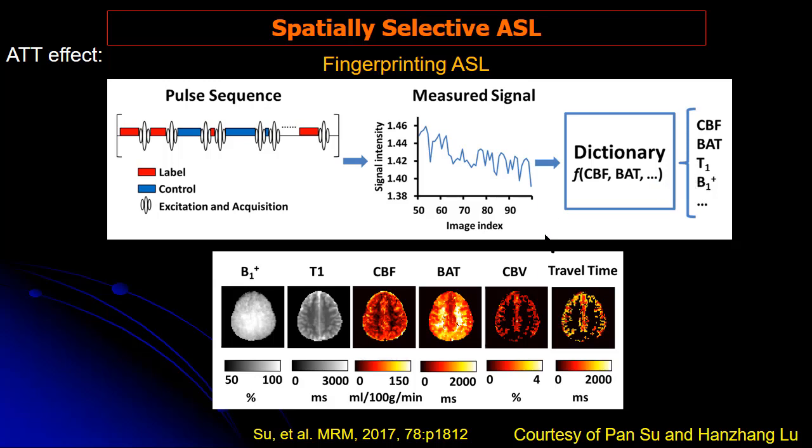The third method that was recently developed from Han-Zhang Lu's group was the ASL method based on the principle of fingerprinting. They have a randomized order of the label and the control. They also randomize the duration of the labeling modules, and then they use a dictionary to extract the information and estimate multiple parameters at the same time: CBF, the bolus arrival time, CBV, and plus the B1, T1 information.